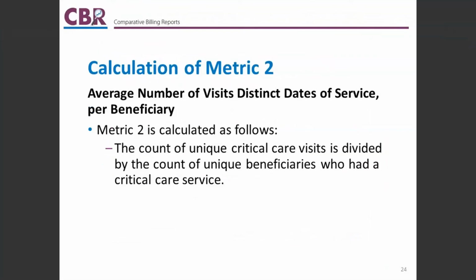Next, we have metric 2, the average number of visits per beneficiary. For this metric, number of visits means a distinct date of service. Metric 2 is calculated by dividing the count of unique critical care visits by the count of unique beneficiaries who had a critical care service. With that in mind, let's see where the sample provider fell with their results. Those results are on Table 4 on page 6.